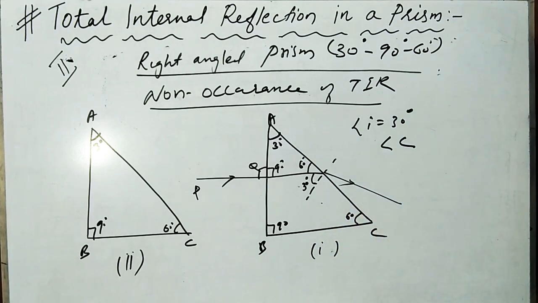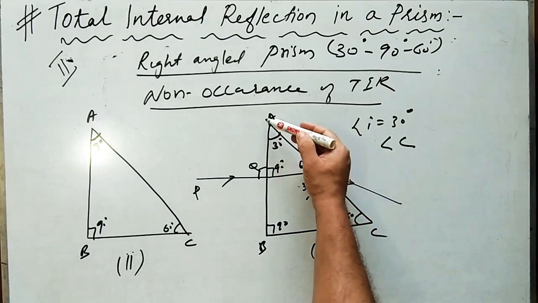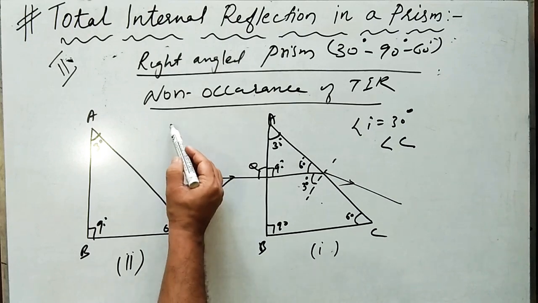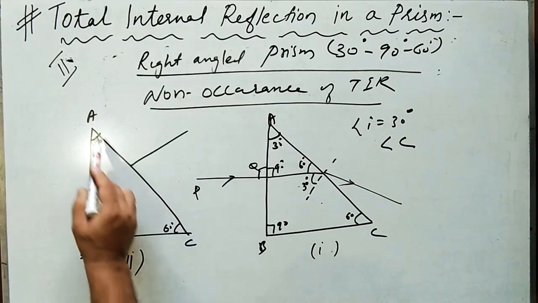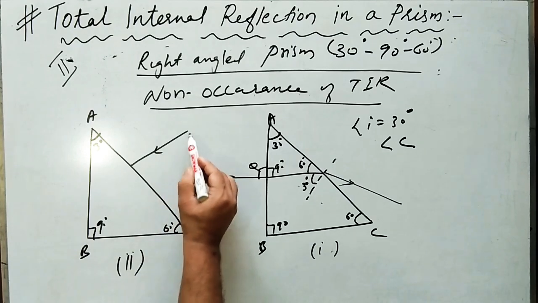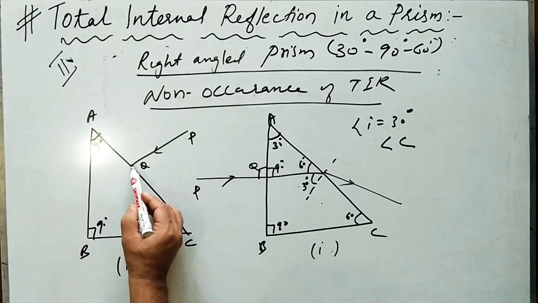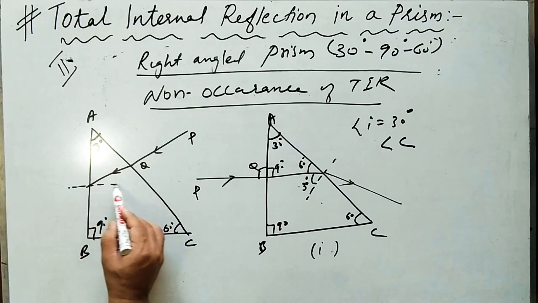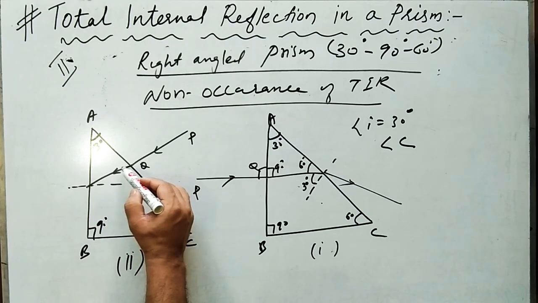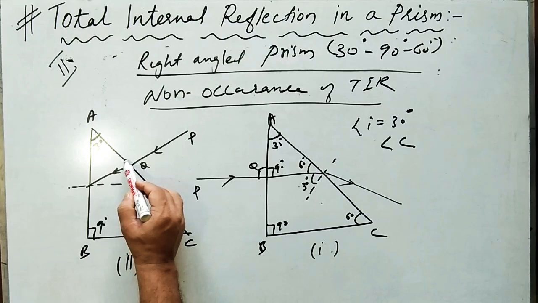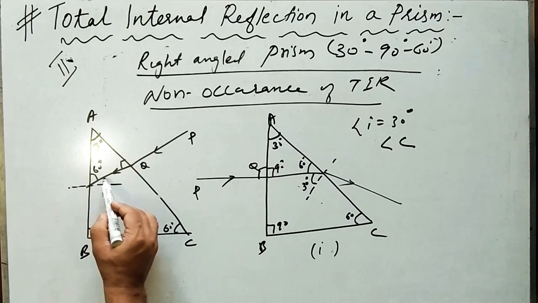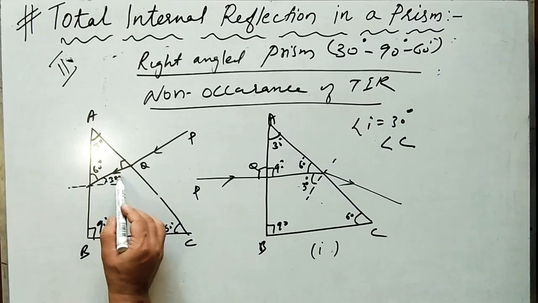So you can see that there is no TIR taking place when the ray of light is incident at the surface AB normally. Now let us check out case number 2, when the ray of light is incident normally at the hypotenuse AC. A ray of light PQ is incident normally, it passes undeviated, striking the surface AB at an angle of incidence. We don't know the angle of incidence. This will be 90 degree, this will be 30, and this will be 60 degree. So the remaining angle is 90 minus 30, that is 60, and 90 minus 60 is 30 degree.